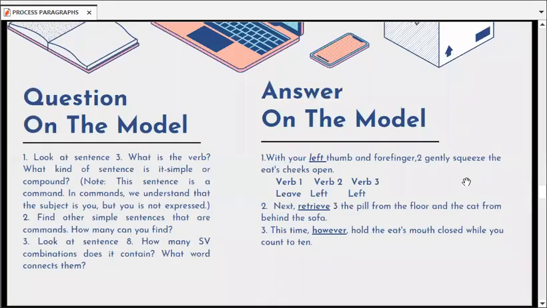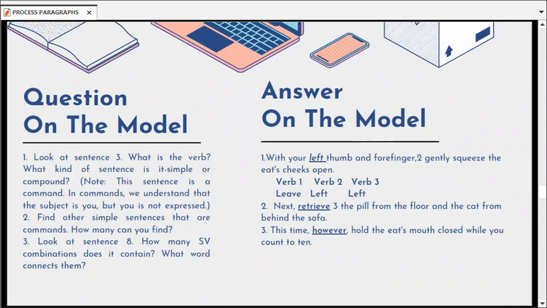Next, questions on the model. Look at the sentence tree. What is the verb? What kind of sentence is it, simple or compound? Note this sentence is a command. In a command, we understand that the subject is you, but you is not expressed. Find other simple sentences that are commands. How many can you find? Look at sentence A. How many subject-predicate combinations does it contain? What word connects them?